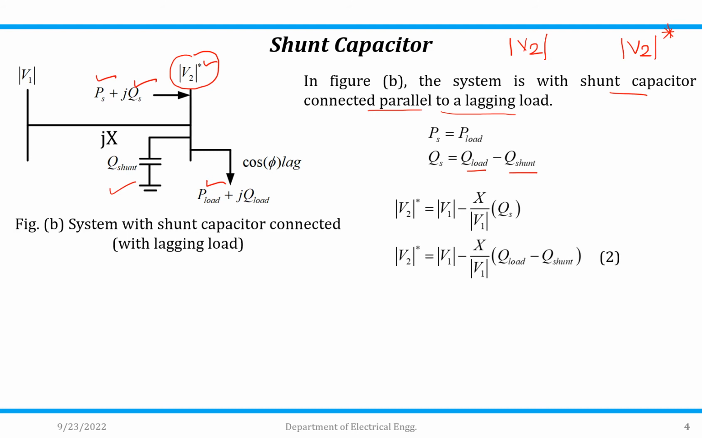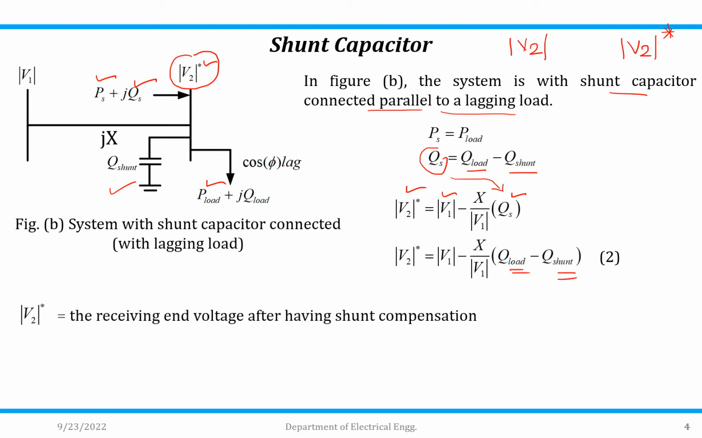Therefore we have written here V2 star equals V1 minus X upon V1 into QS. So in place of QS, we will put Q load minus Q shunt. Now what is this V2 star?